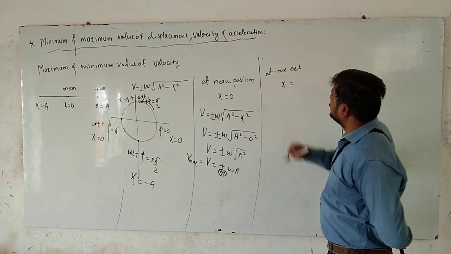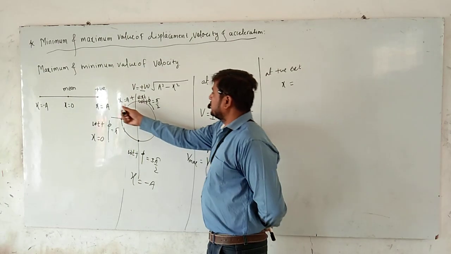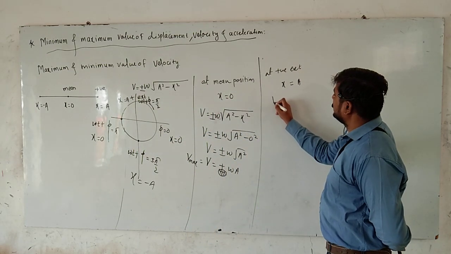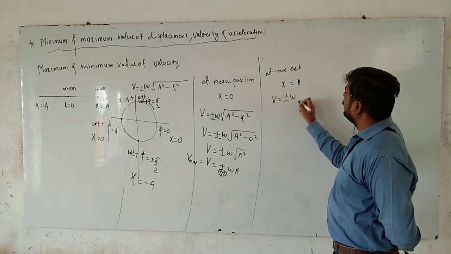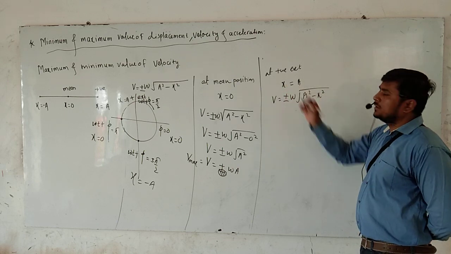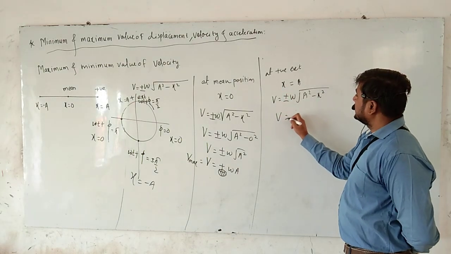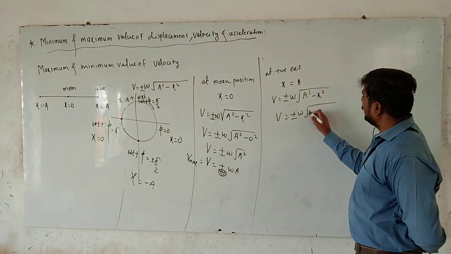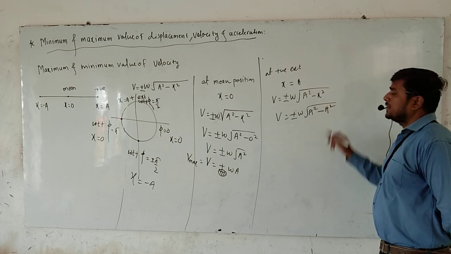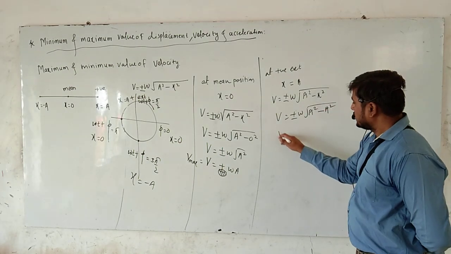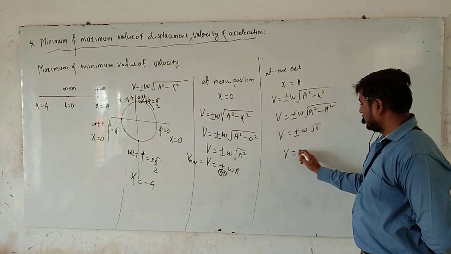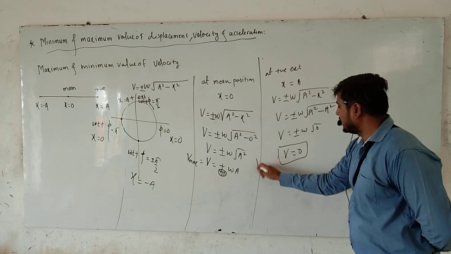Now what is the value of velocity at the positive extreme? What is the value of displacement at the positive extreme? That is equal to plus a, right? So velocity will be equal to plus minus omega square root of a square minus x square. Instead of x, I am going to put a. So a square minus a square is 0, so v will be equal to plus minus omega square root of 0. 0 into anything is 0. So this is the value of velocity at the positive extreme, that is equal to 0.